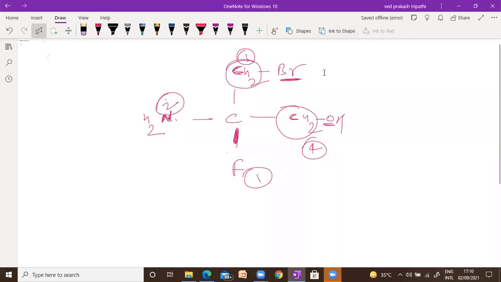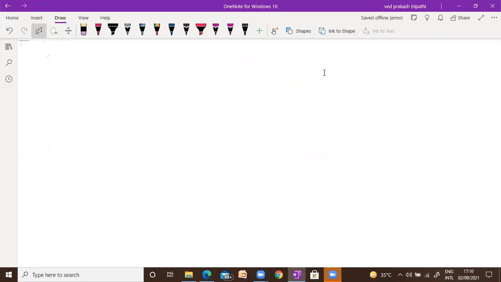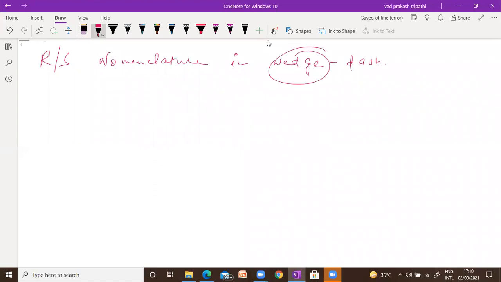Okay, so this is about priority. Now we are going to talk about R and S nomenclature in wedge dash. Wedge is this bond. This is wedge. Dash is this one.